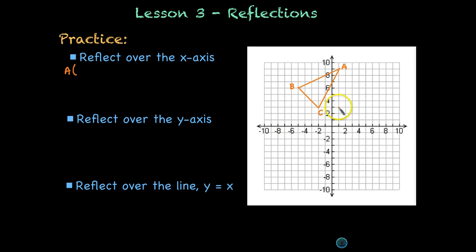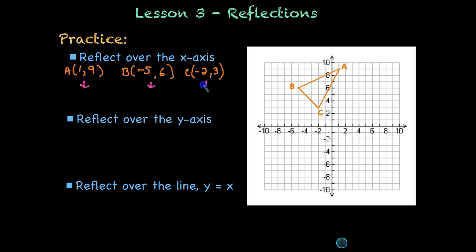The coordinates of A are 1, 9. The coordinates of B are -5, 6, and the coordinates of C are -2, 3. Okay, keep in mind your rules. We want to reflect this over the x-axis. So how do we do that?